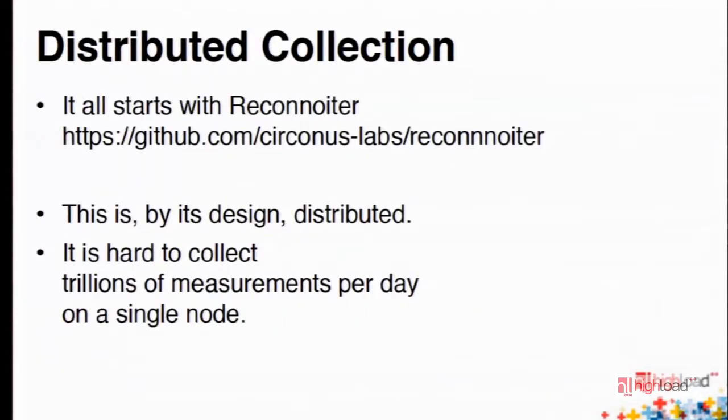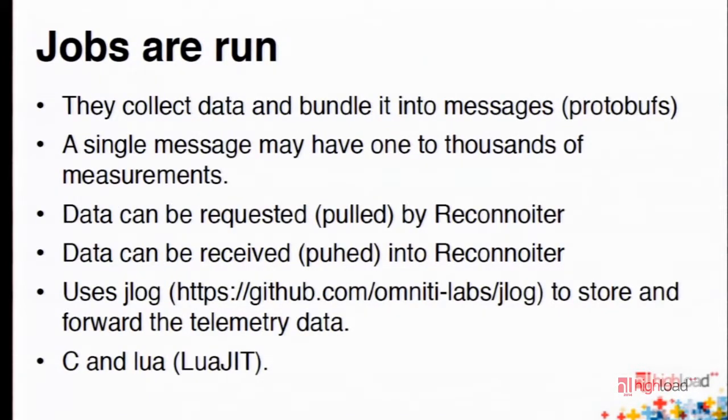So distributed collection, like I said, we use Reconnoiter. It's open source. It's BSD licensed. It is by design distributed. It's designed to collect trillions of measurements a day. It's hard to collect that on a single node, so it's distributed. The jobs are run, so basically a transaction will happen, whatever that is. Maybe a web request to get a JSON document, maybe an SQL query to get transaction volume. Maybe you're running dtrace or KTAP on your Linux box and giving us every single latency of every IOP.